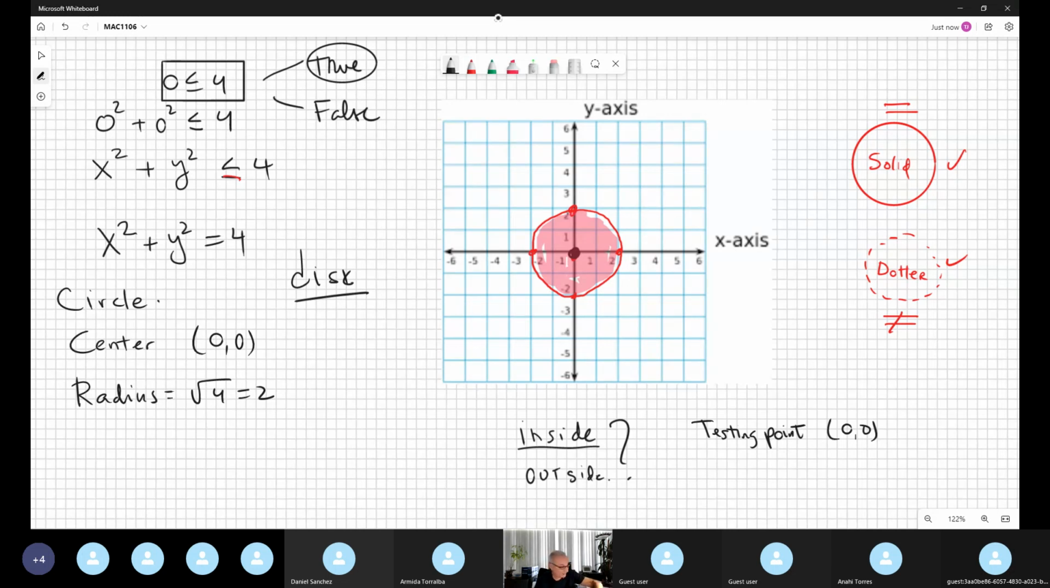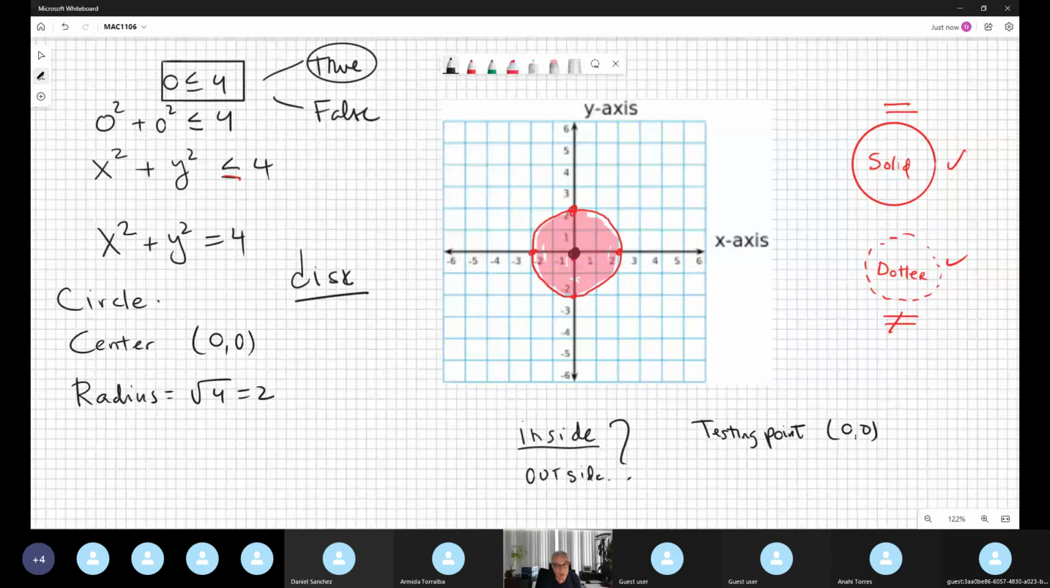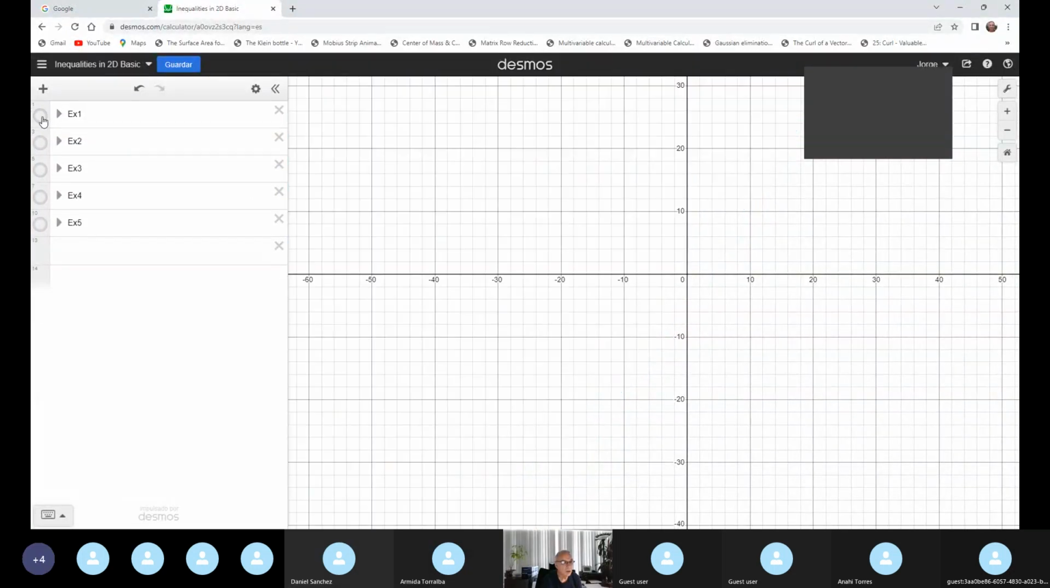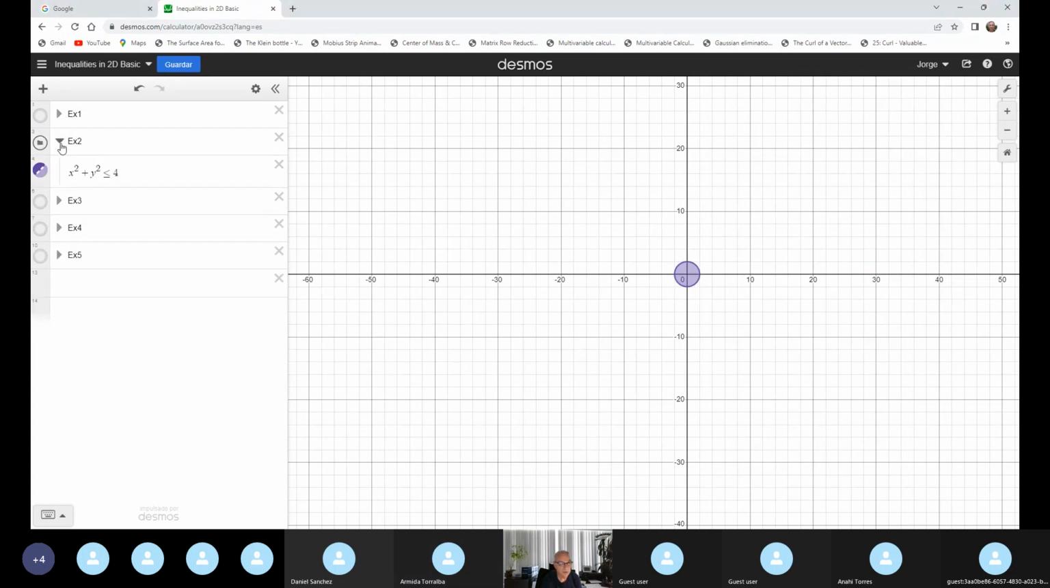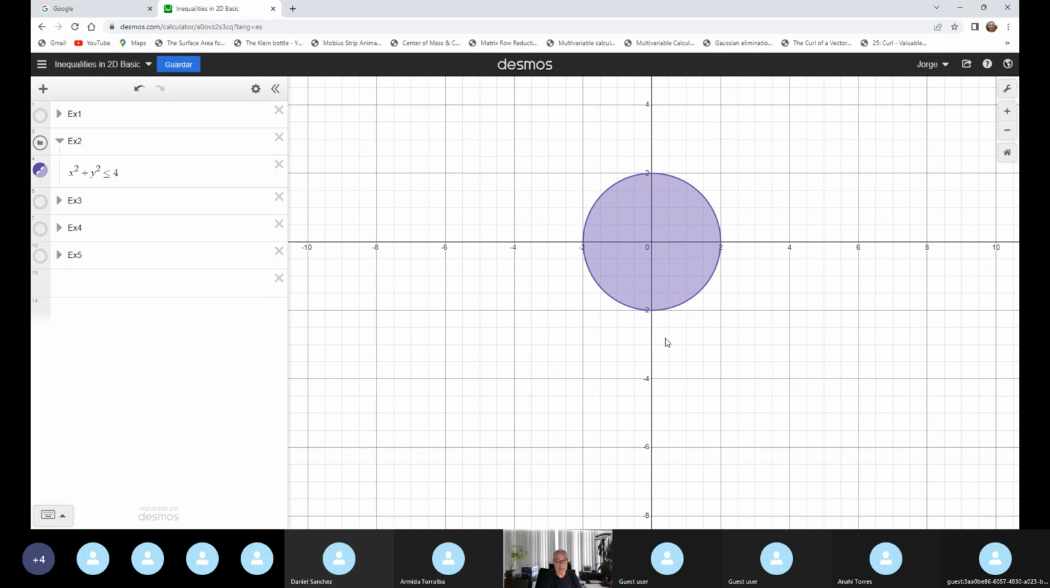Let me show you in the demo, and that's it, guys. And we continue next time doing inequalities. Okay. Sorry. Here, switching to Desmos. Do you see Desmos now or no? Yes or no? Yes. Look at that. Example 2, which is simple. The answer: solid and inside. Super.